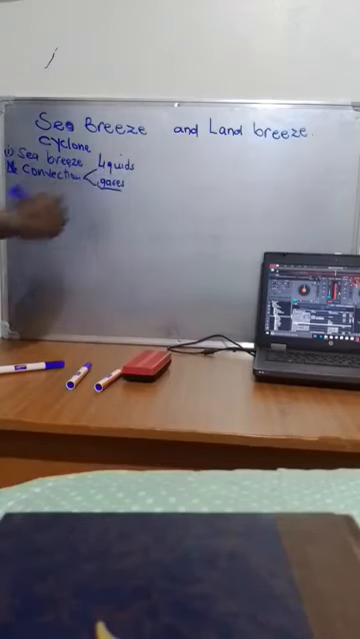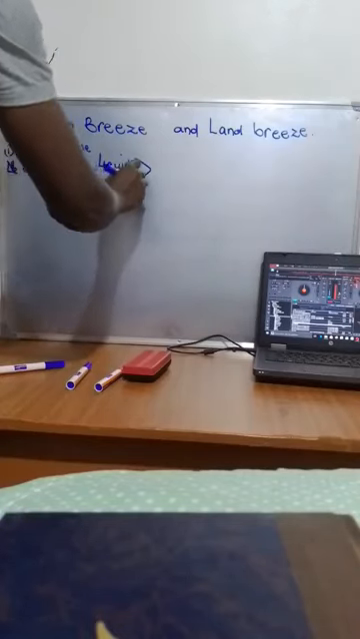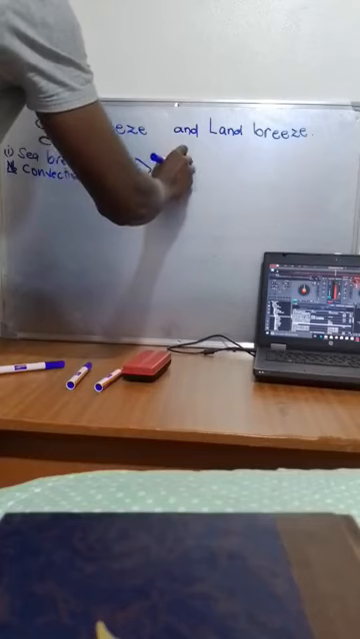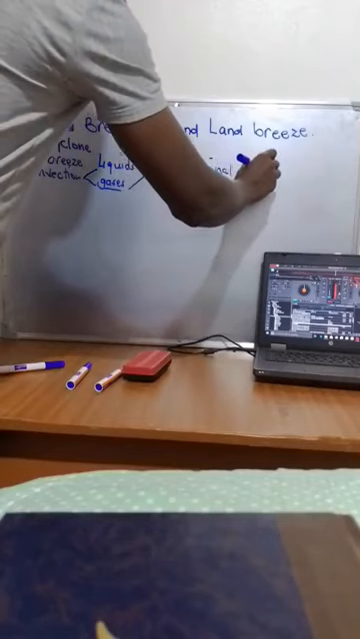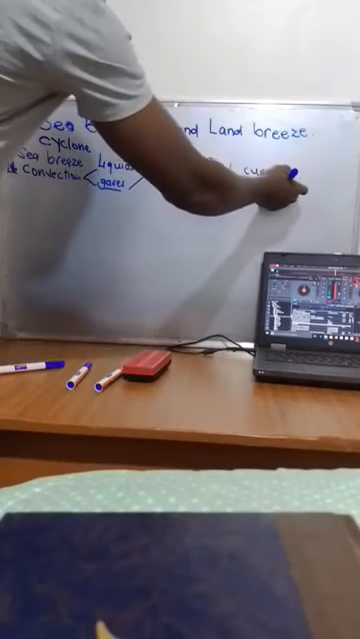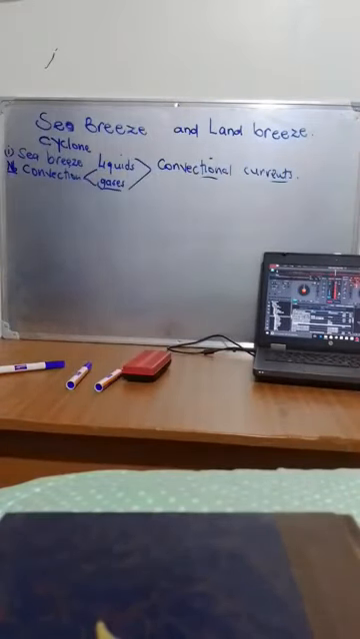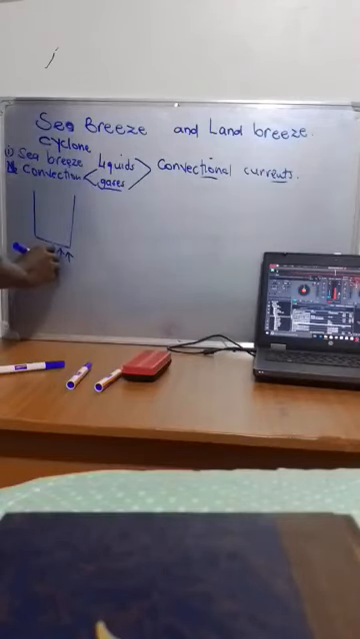Now here we are dealing with gases. For convection to take place, there must be what we call convectional currents. Now, let me help you understand what convectional currents are. Let's assume we are boiling water, and we apply heat here.